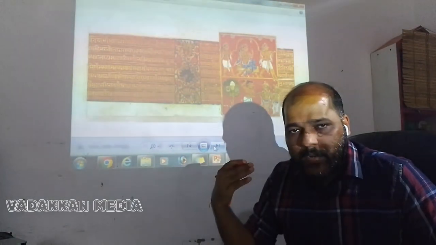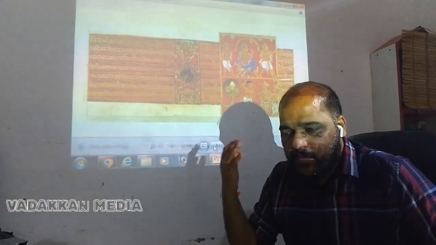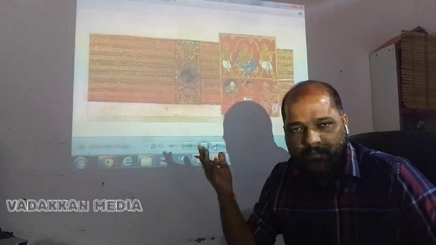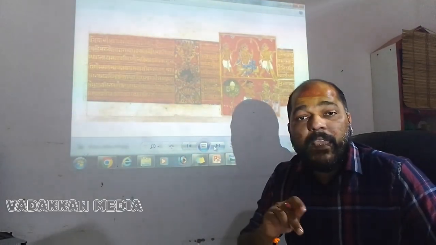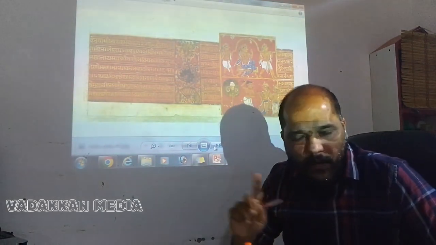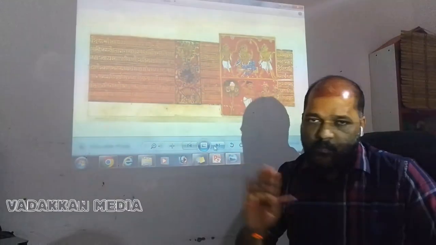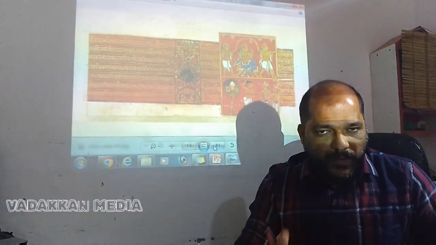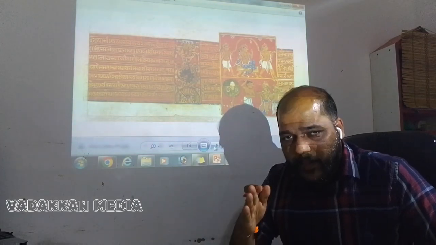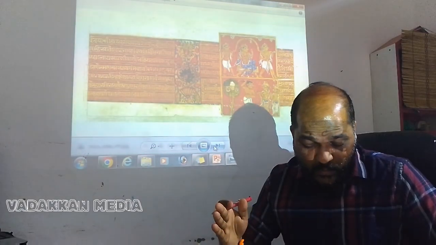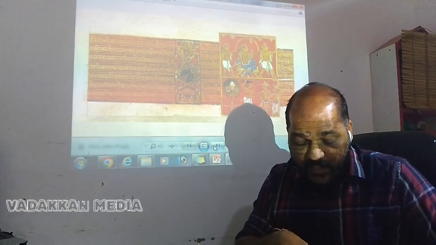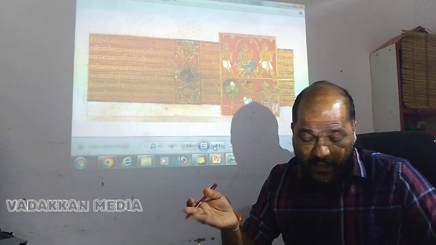Another important thing is portraits. Before, in the Jain and Buddha manuscripts, they also drew portraits. But now: don't draw any woman's pictures. Control. We are still in the 16th century. Thereafter they started Mughal, Rajasthani, Deccan and Central Indian paintings.